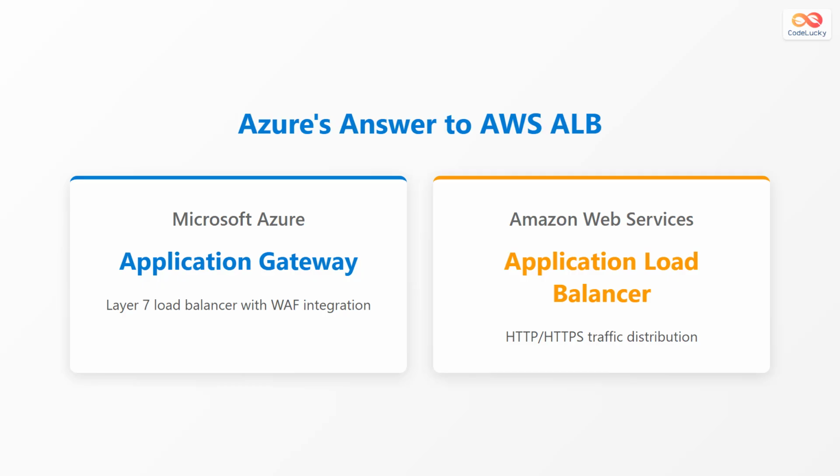If you're familiar with Amazon Web Services, Azure Application Gateway is Microsoft's equivalent to the AWS Application Load Balancer, or ALB. Both services provide Layer 7 load balancing with web application firewall integration and HTTP traffic distribution. This makes migration between cloud platforms more straightforward since the core concepts remain similar.